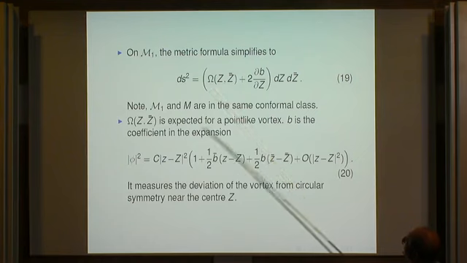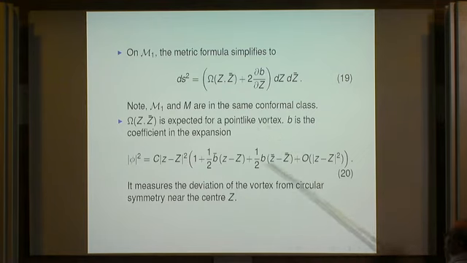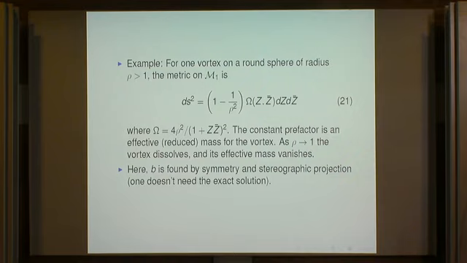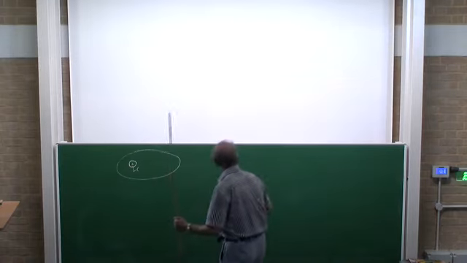So this term is expected for a point-like vortex, and here for one vortex, just as before, B is the coefficient in this expansion. That's just a restriction to one vortex of what I wrote before. And it measures the deviation of the vortex from circular symmetry near its center. And so one can use that fact to do a calculation. So I managed to work out what the vortex is.